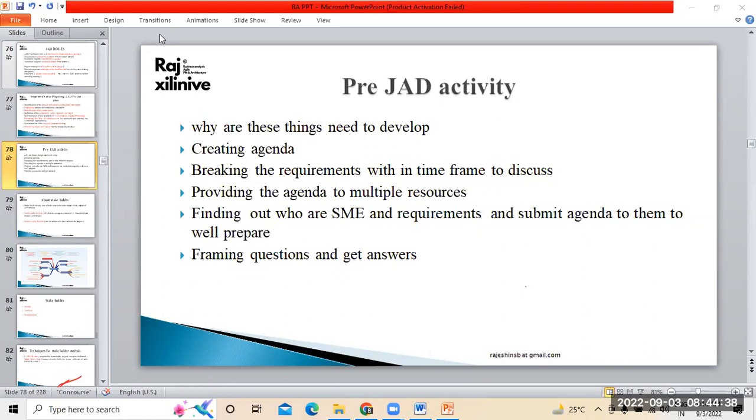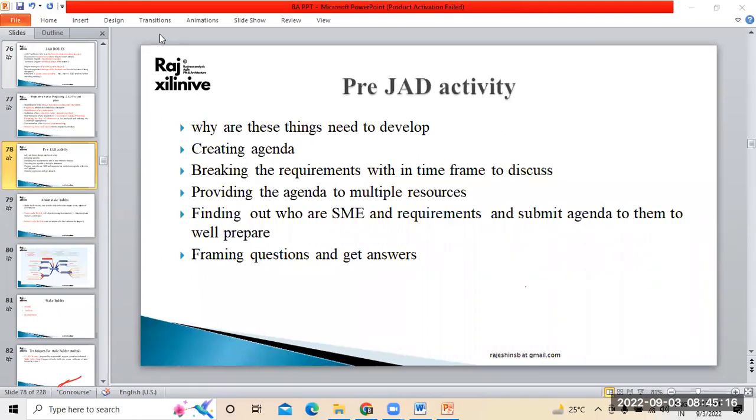Once we have broken down all the requirements, we need to provide an agenda to all the resources. Whoever is attending the JAD session, we have to send an agenda report. Why an agenda report? When the meeting starts, it starts for a proper cause and it will end somewhere. I don't say this happens for all meetings because it completely depends on the person organizing the meeting. If the organizer has this clarity, then we don't see any problem in it.